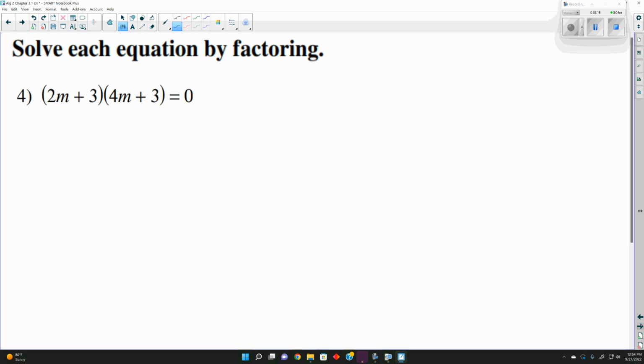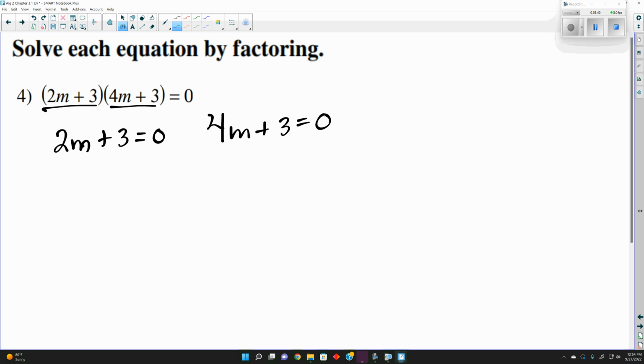Let's look at the next one. For this one here, we do have two things that are multiplied together equal 0, so one of them must be 0. So we're saying that 2m plus 3 is equal to 0, or 4m plus 3 is equal to 0. One of these two must be equal to 0.